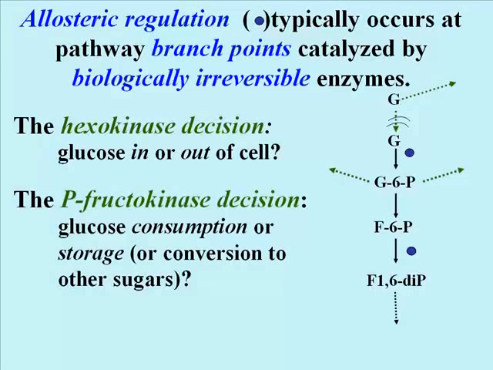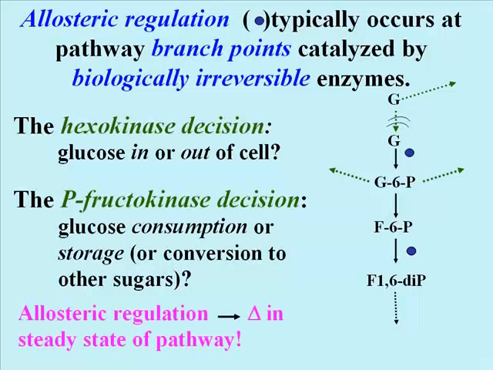Here, allosteric regulation will mediate the decision to either use glucose for energy, that is, for glycolysis to proceed, or to store the glucose as glycogen, or possibly even convert it to other sugars like ribose or deoxyribose, which happens, of course, depends on cellular needs. Remember that allosteric regulation can cause a change in the steady state of a pathway.